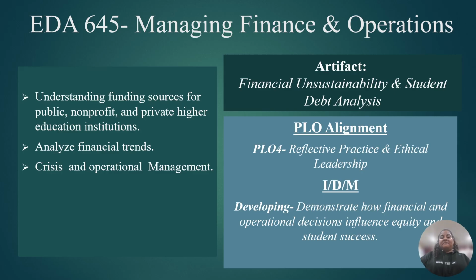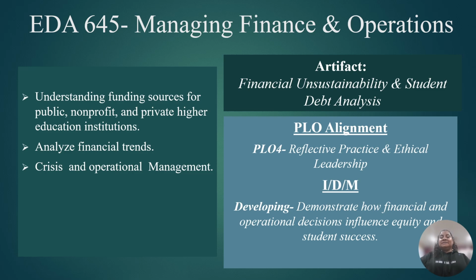EDA 645, Managing Finances and Operations, focuses on providing students with a comprehensive overview of how educational institutions, especially higher education, are funded and managed from a financial and operational perspective. The objectives include understanding funding sources for public, nonprofit, and private higher education institutions. Students also had to analyze financial trends that affect the higher education system and learn about the crisis and operational management that could hinder the funding allocation.